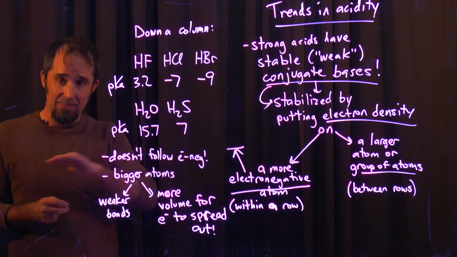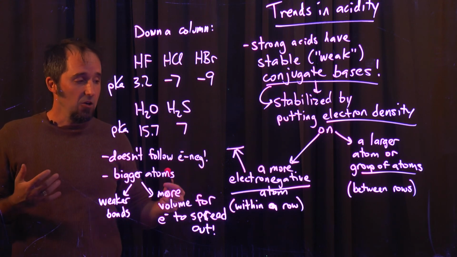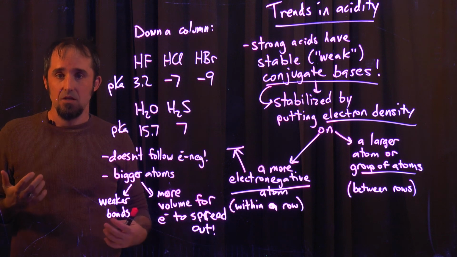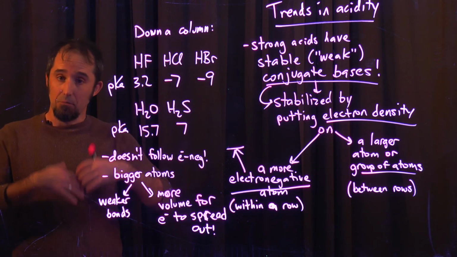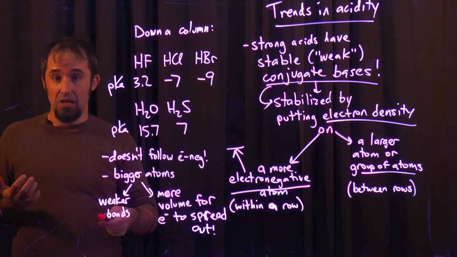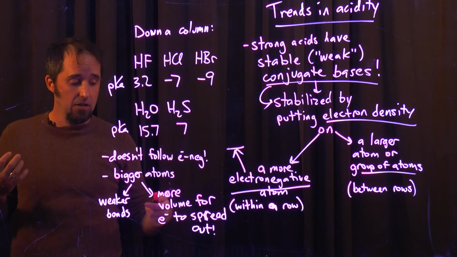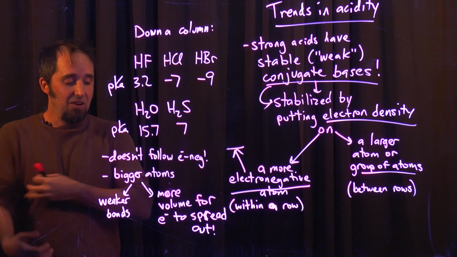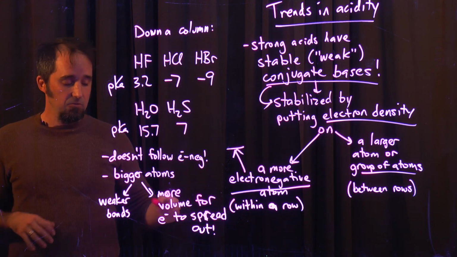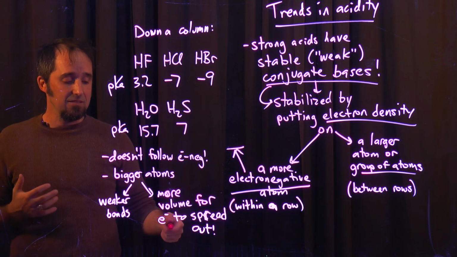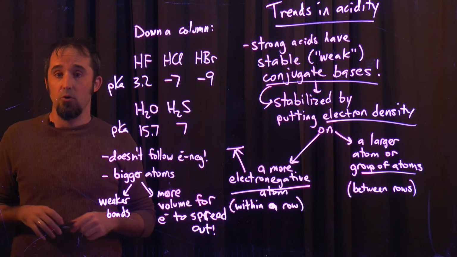Like we made the argument for the rows. Here, it's just about bigger atoms. So as we go down the periodic table, we get bigger atoms. Bigger atoms generally get weaker bonds, so that HBr bond is pretty weak already. But also, there's more volume in that negatively charged conjugate base. There's more volume for the electrons to spread out.